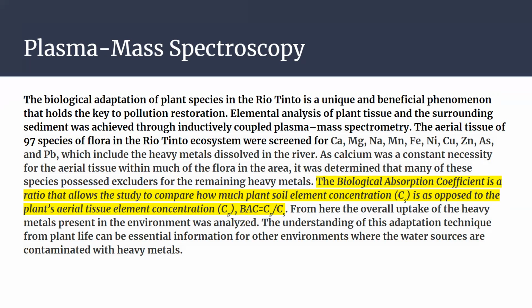So elemental analysis of plant tissue and the surrounding sediment was achieved through inductively coupled plasma mass spectroscopy. The aerial tissue of 97 species of flora in the Rio Tinto ecosystem were screened for heavy metals such as calcium, magnesium, sodium, manganese, iron, nickel, copper, zinc, arsenic, and lead, which include the heavy metals dissolved in the river. As calcium was a constant necessity for the aerial tissue within the flora in the area, it was determined that many of these species possessed excluders for the remaining heavy metals.